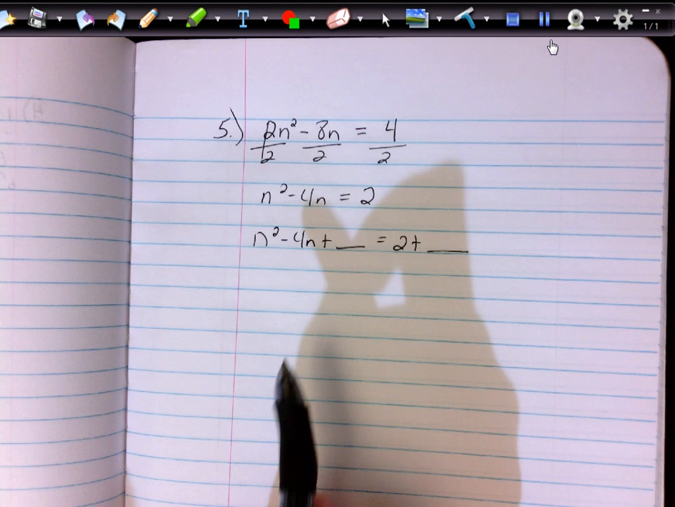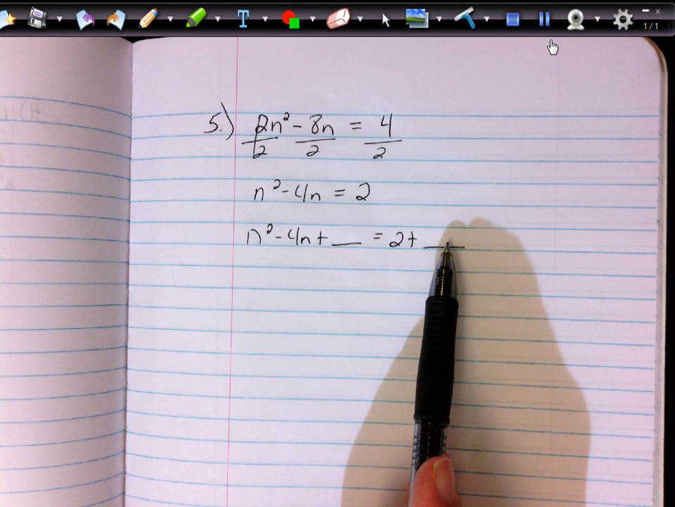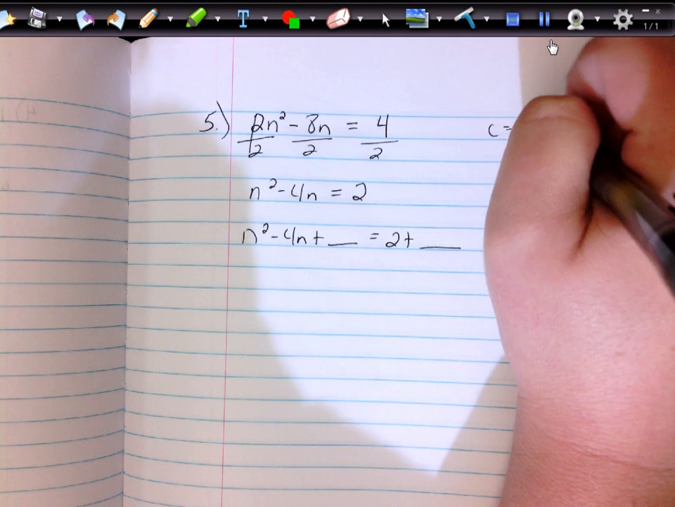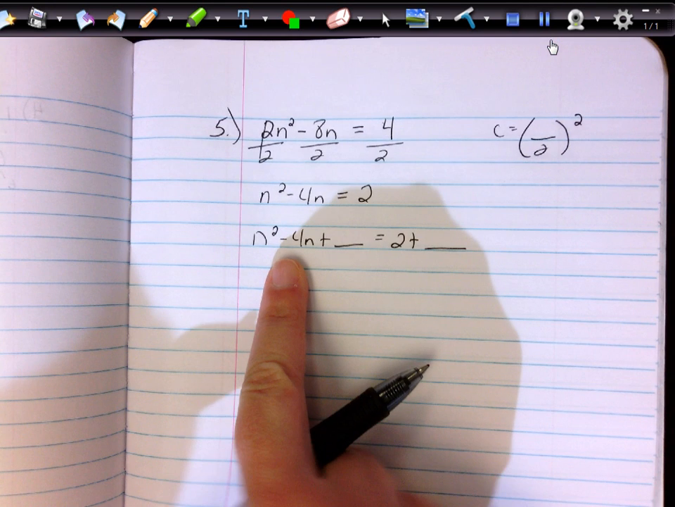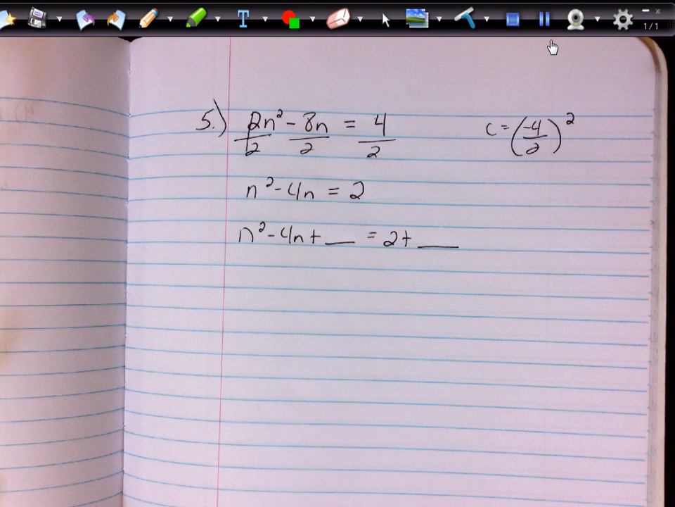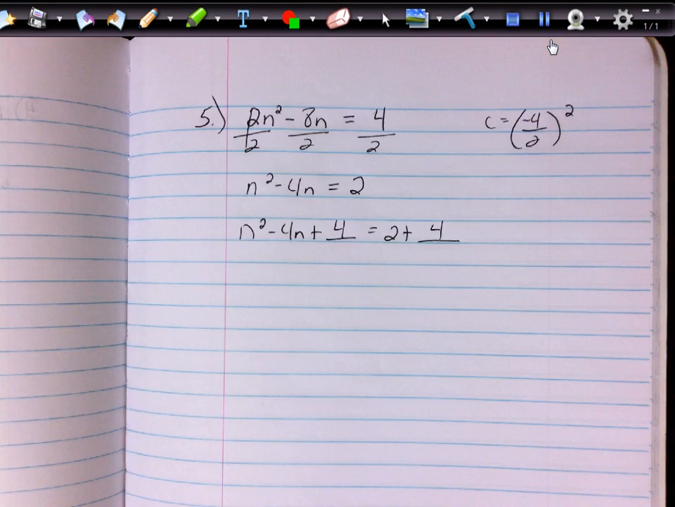So I need that perfect c value, and again, if I put it in on one side of the equation, I have to also put it in on the other. So to find c, that's b divided by 2 squared, and here my b is negative 4. So I'm going to put a negative 4 in here. Negative 4 divided by 2 is negative 2. Negative 2 squared is 4. So I'm going to add a 4 to both sides.